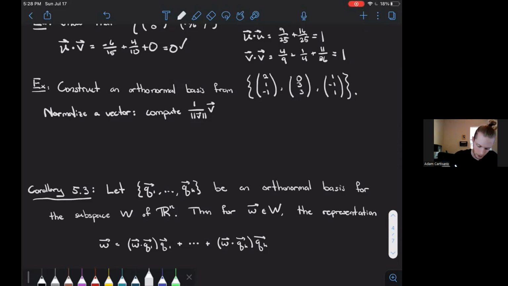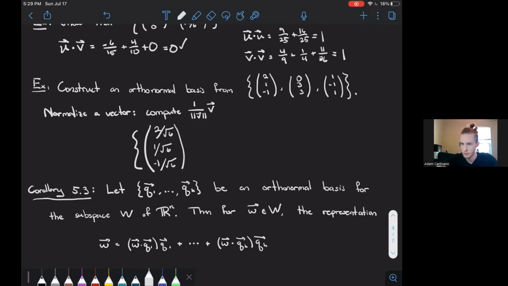Okay. I'm just going to write like this. Let's see. The norm of the first one is this. So the norm of a vector is the square root of the dot product with itself. Dot product of the first vector with itself is 4 plus 1 plus 1, which is 6. Square root of 6. So we have to divide every entry in the first vector by the square root of 6. 2 over root 6, 1 over root 6, negative 1 over root 6.